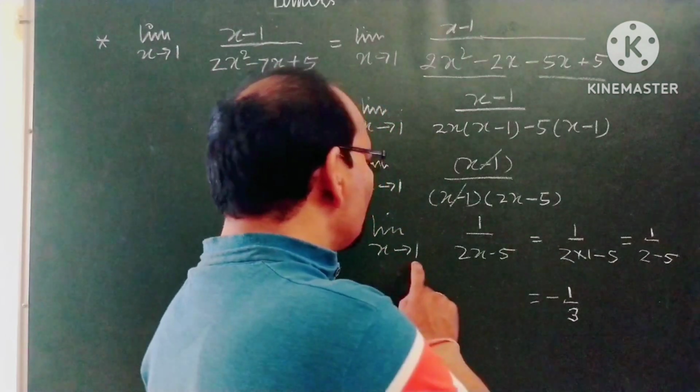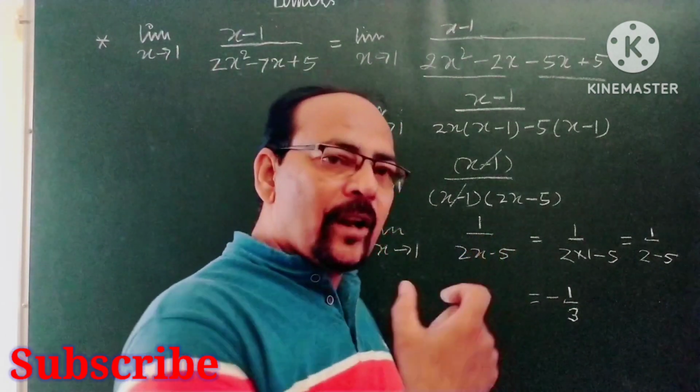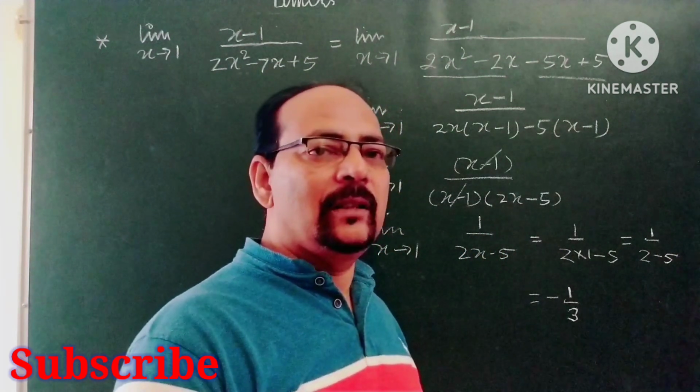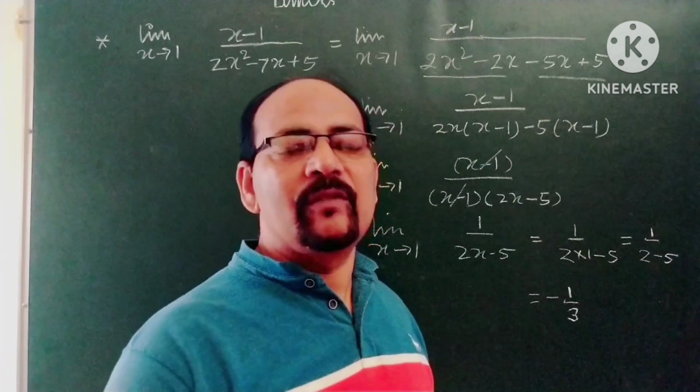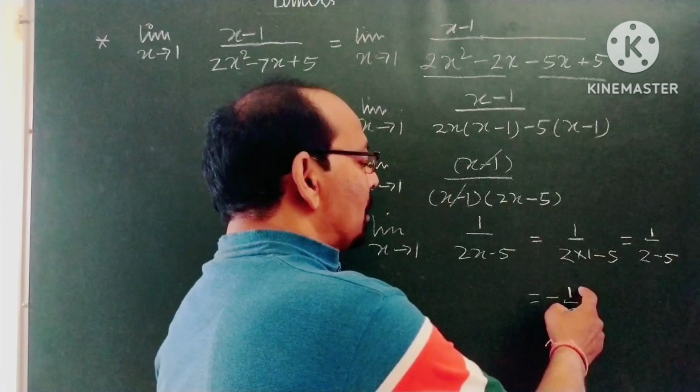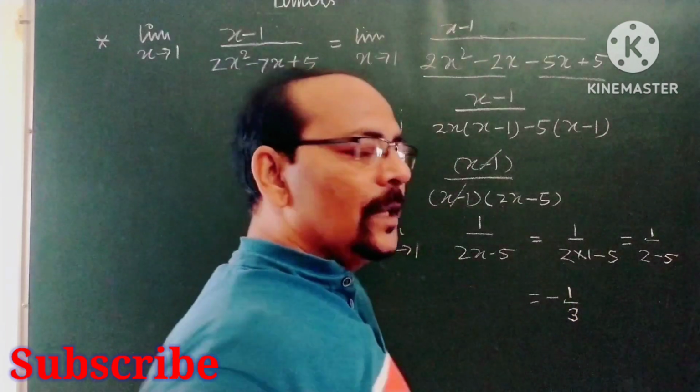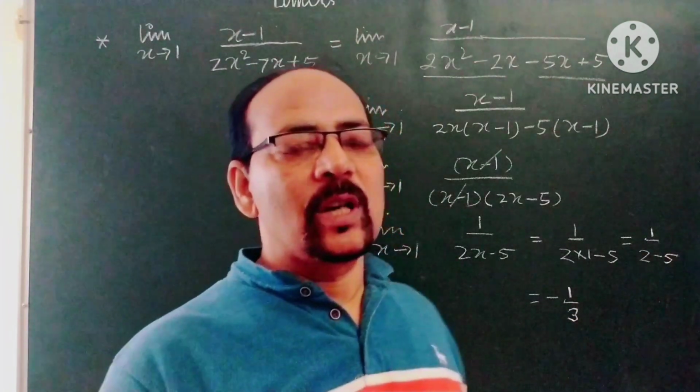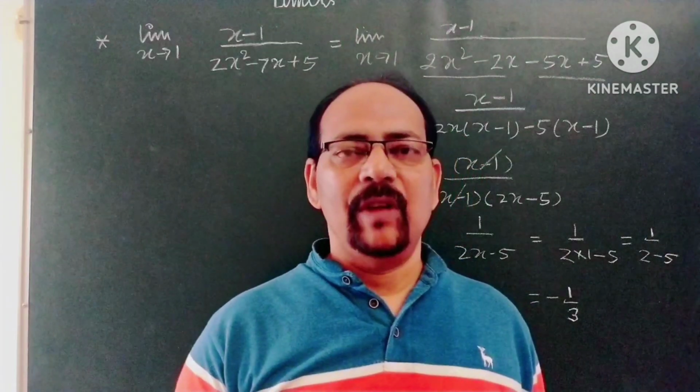Therefore here putting x equal to 1, the denominator is not 0, so we can find the limit and directly put the value of x. Hence we find the value minus 1 upon 3 for that function. Therefore minus 1 upon 3 is the limit of that function.